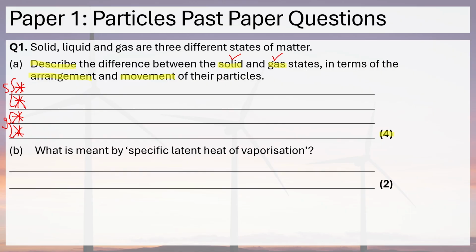So the first sentence I need to write about solids is about the arrangement of the particles. So the arrangement is that they are arranged regularly, or they're close together. And then the second mark will have to be about movement. So they vibrate around fixed points.